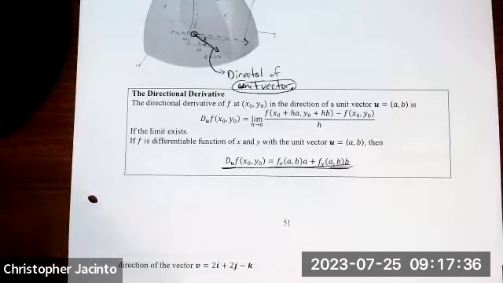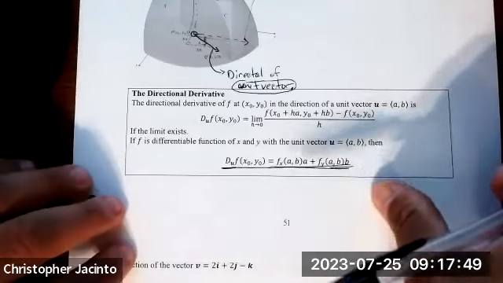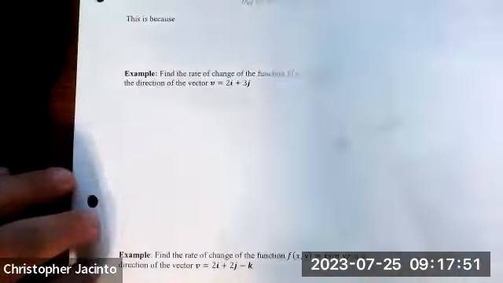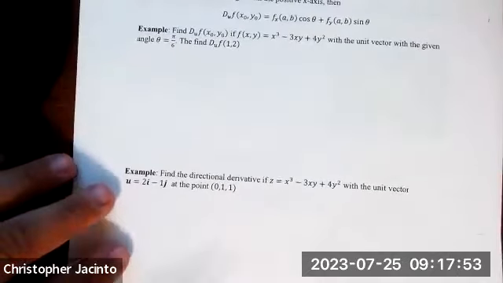And again, this tells us any direction we want to go now, not just up, down, left, and right. So now we can go diagonals. But again, the key thing is we have to find the unit vector. So let's try a couple examples out to illustrate exactly what we're about to do.